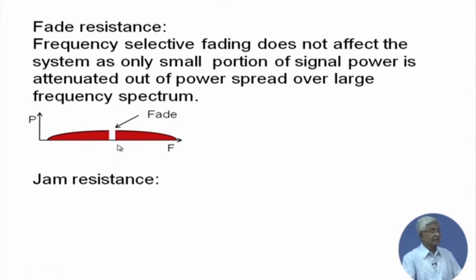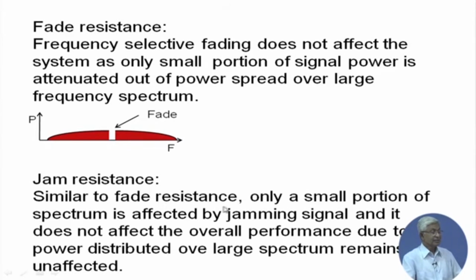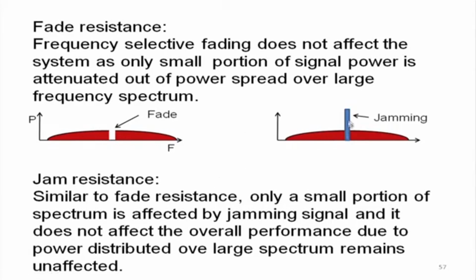The opposite of that is jam resistance. Similar to fade resistance, only a small portion of the spectrum is affected by jamming, putting a high amount of power there, so that this part looks like noise, and it does not affect the overall performance due to the power being distributed over large spectrum elements. In this picture we just reverse it: instead of a fade, there is jamming here. So only this portion of the frequency spectrum is affected due to jamming, and the rest is not. Therefore, by the ratio you can find out that it is jam resistant.